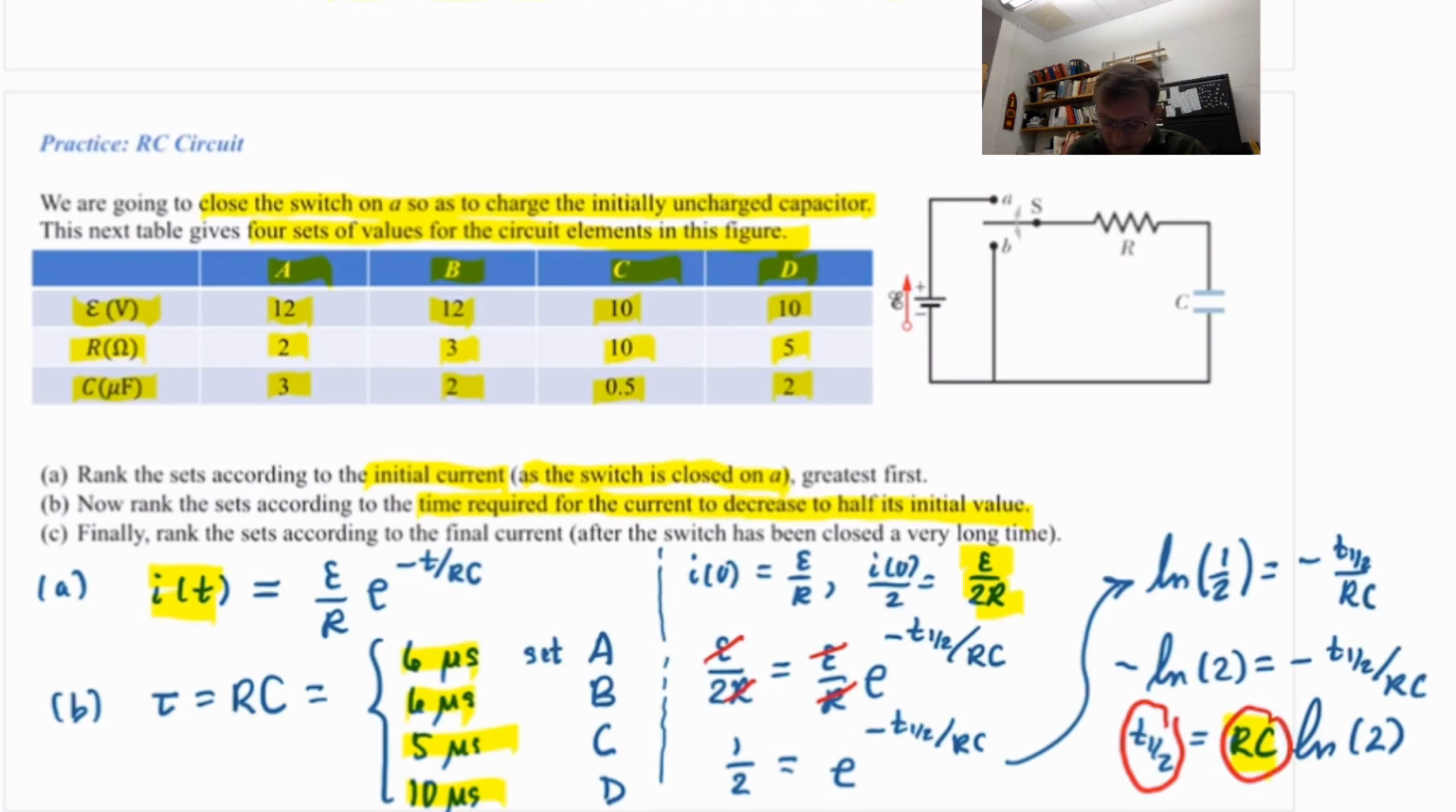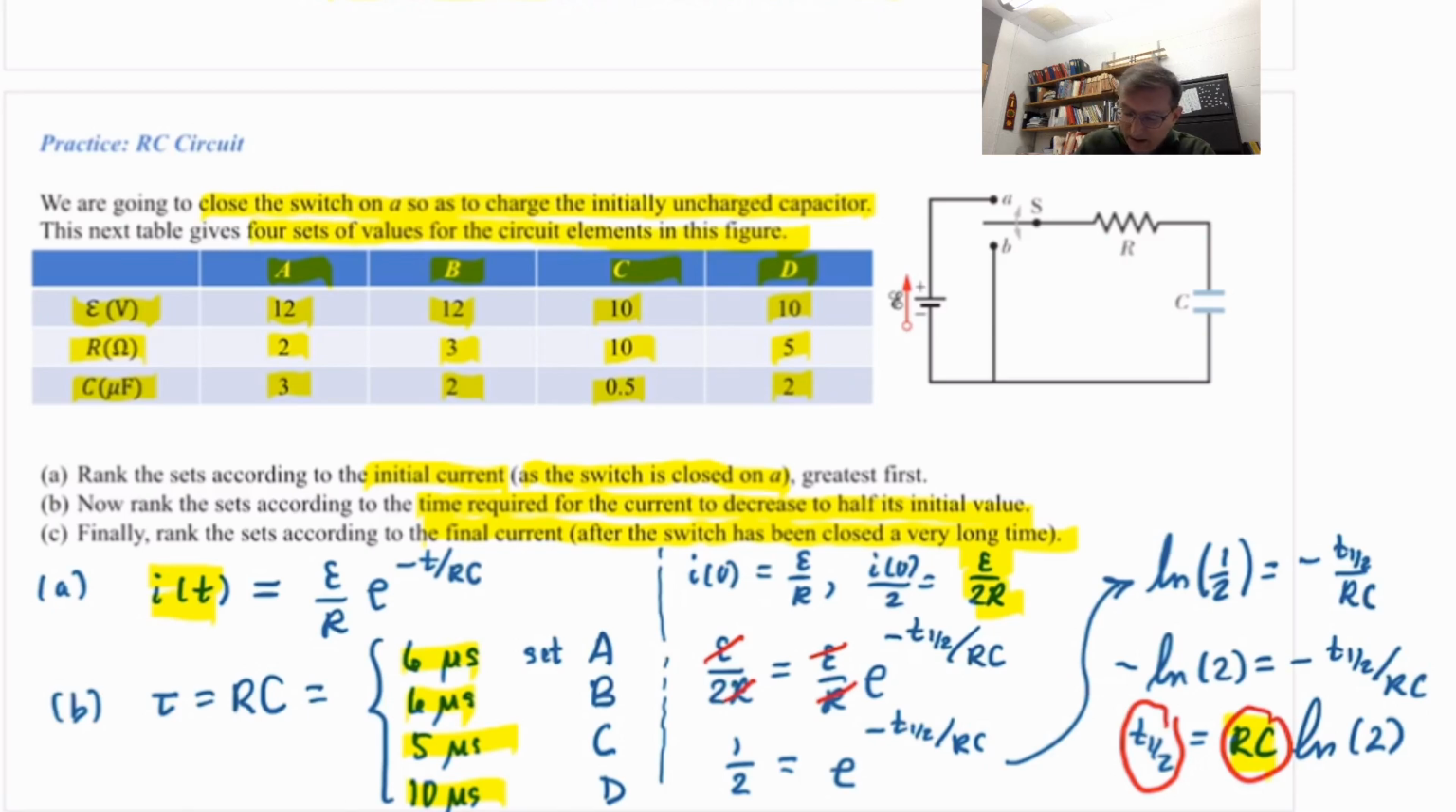All right, finally, rank the sets according to the final current. Final current after the switch has been closed a very long time. Think about that, please. We got an answer for the ranking. Come back. Okay. Did you say they're all the same? The final current is 0. The capacitor is charging. It's getting more and more charged. The current is getting closer and closer to 0. The final current value is 0 in all those cases. So they're all the same.